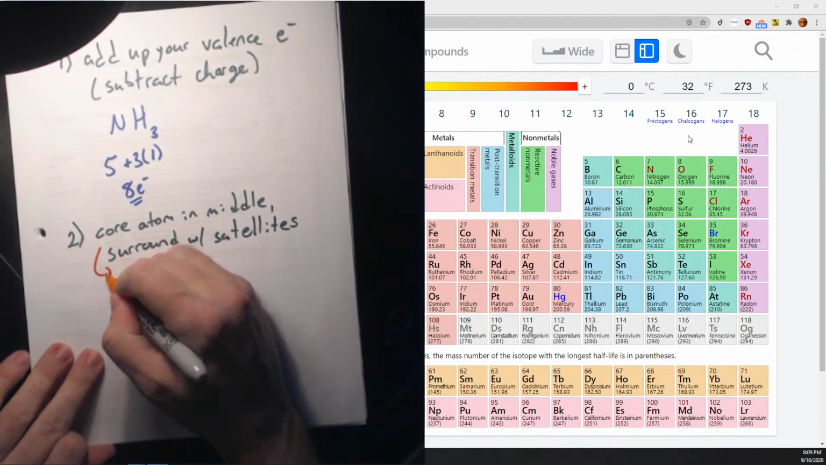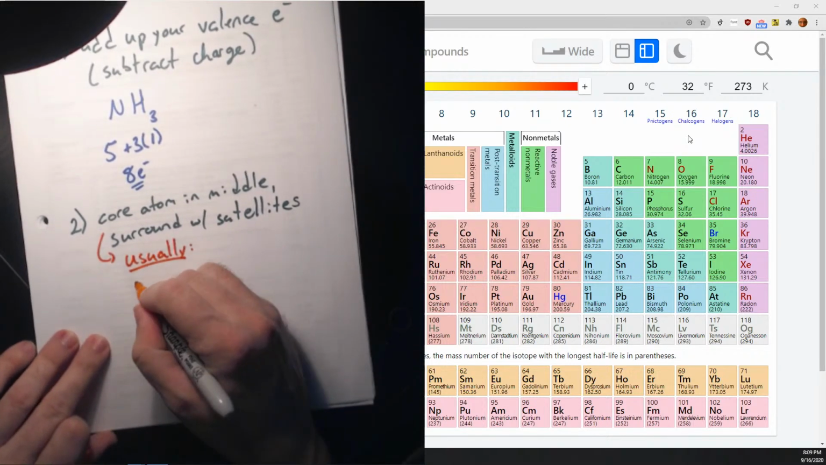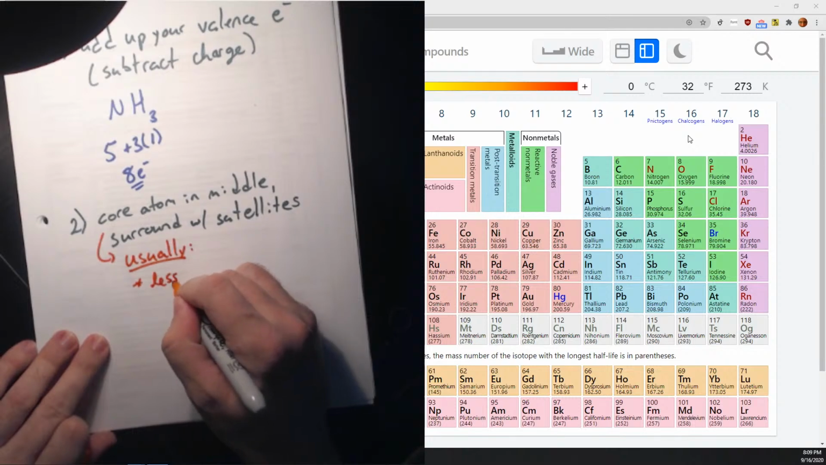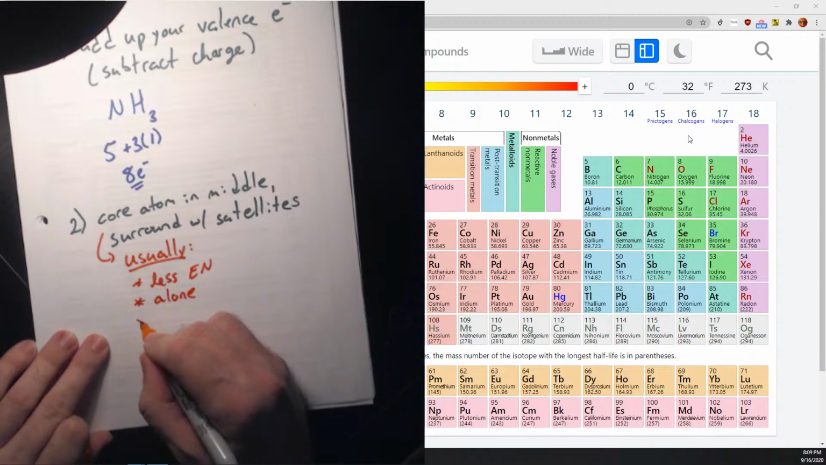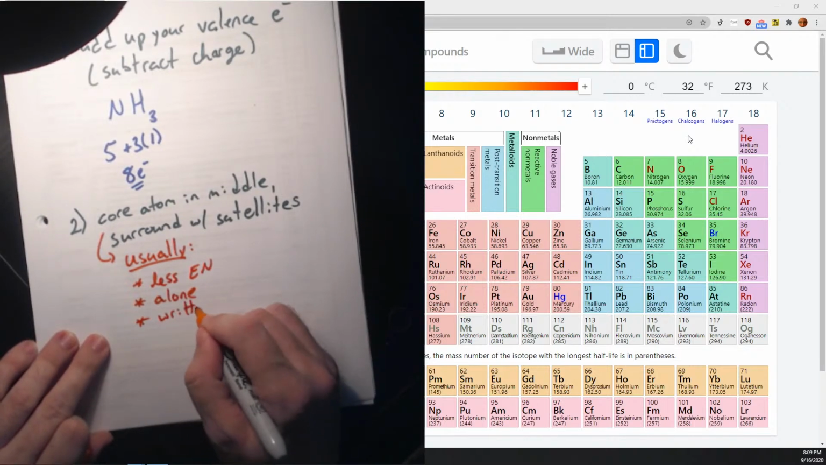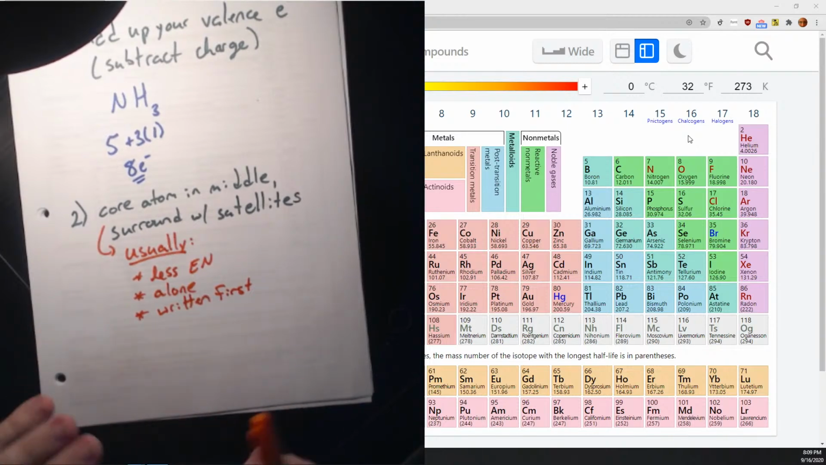The core is usually going to be less electronegative, alone, and written first. All of these are just guidelines. They can all be broken. Okay.